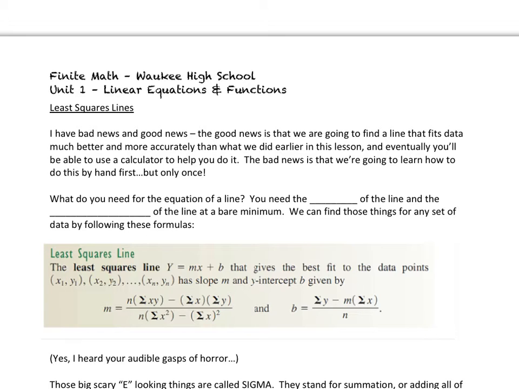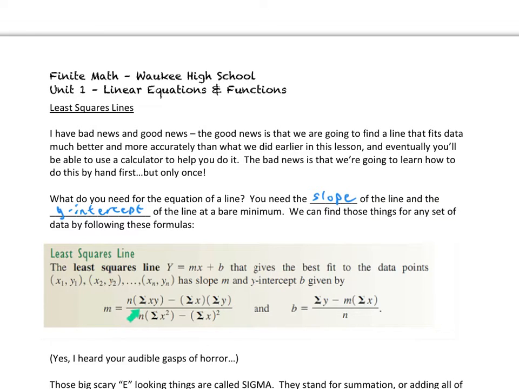So what do you need for the equation of a line? Well, of course, you need two things. You need a slope and you need a y-intercept. Okay, that's the good news. Now the bad news. These formulas right here, which would make anybody go and scream in absolute terror.